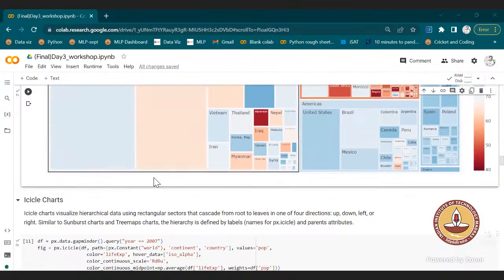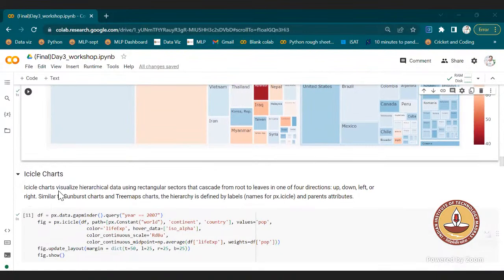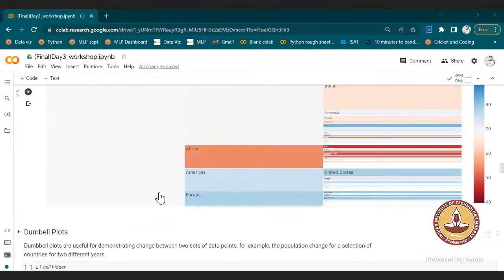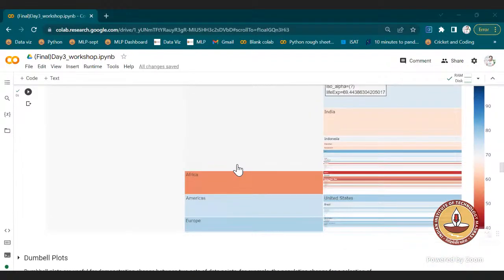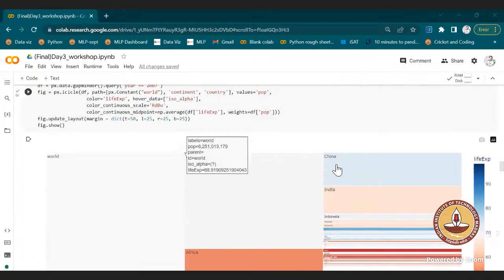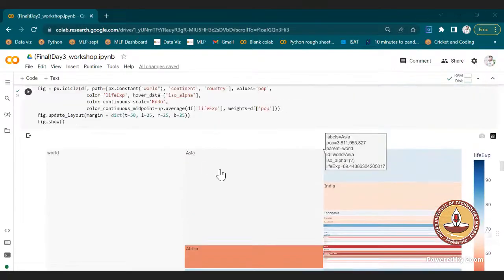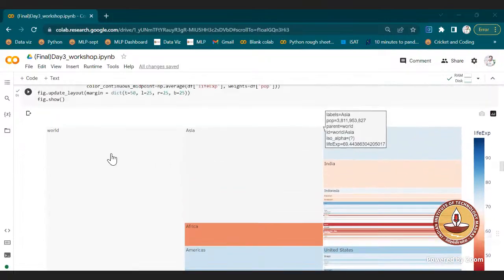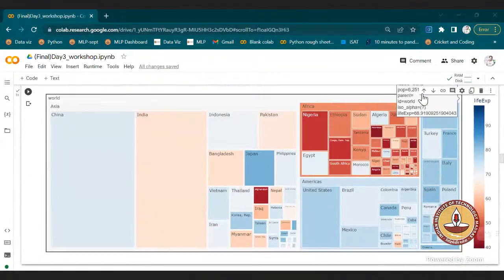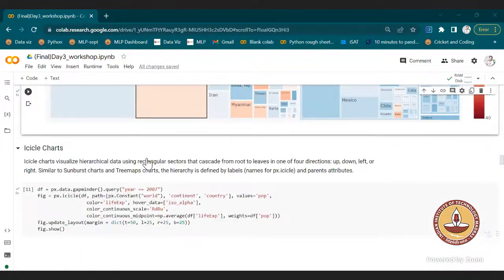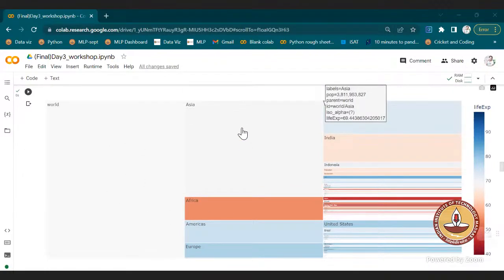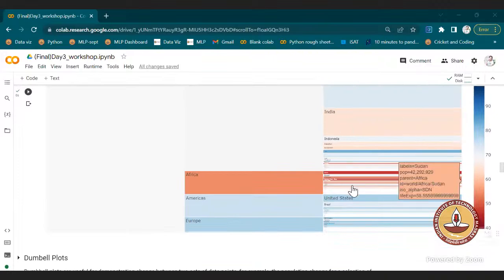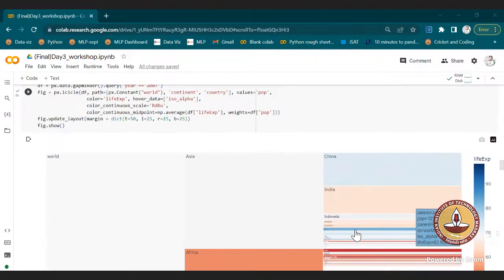Okay, then the icicle chart. It is similar to the previous one, and this one is also used for hierarchical data only. I'll try to skip this. It's again the same thing: you have the world, and in the world you have countries. It is just about the direction. Here the complete rectangle is the world. In this one, on the leftmost side you have the world, then after that the continents, and after that the country-wise data.